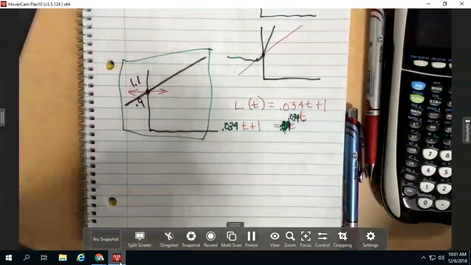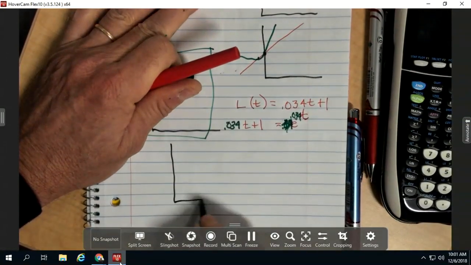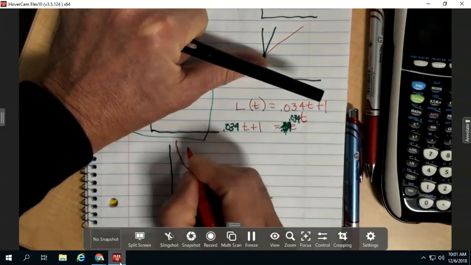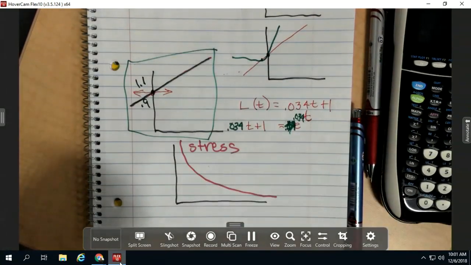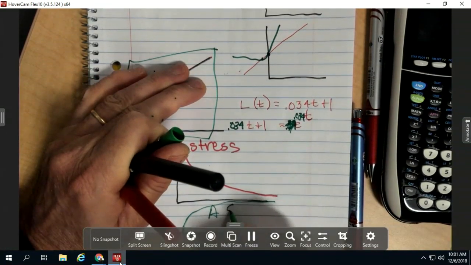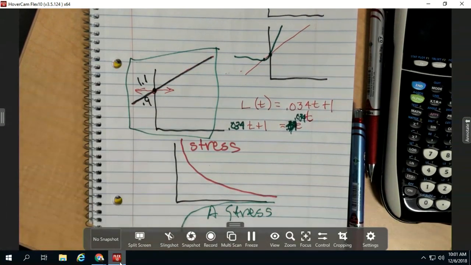You're trying to make the question say we care what happens to this. In this case, this is the stress function. We don't care about the stress function. We care about the slope of the stress function. And the slope of the stress function is always negative. The function is always decreasing, correct? But it's decreasing less as you go farther and farther this way.